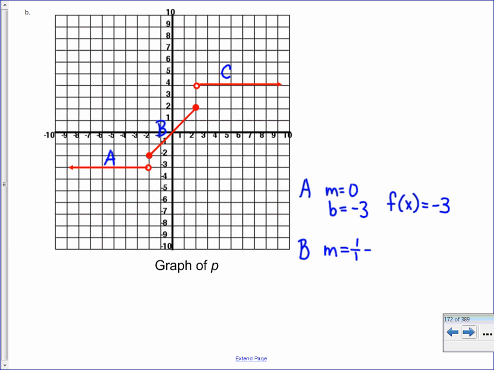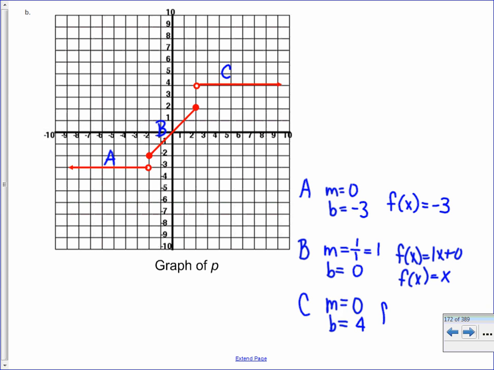When I take a look at B, my slope for B, I go up 1, to the right 1. It's 1 over 1, or 1. My y-intercept here is at 0. So f of x is going to equal 1x plus 0, or we can just write it as f of x is equal to x. When I look at C, I have my slope, again, to be 0. It's a horizontal line. And my y-intercept here, again, if that extended through the y-axis, would be a positive 4. So I have f of x is equal to 0x plus 4.